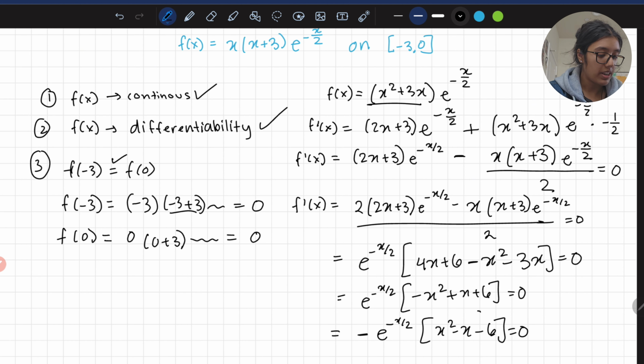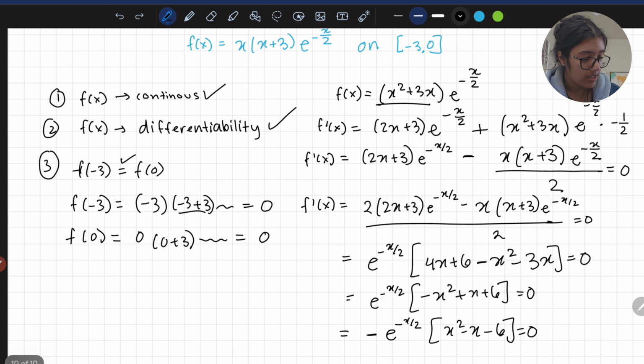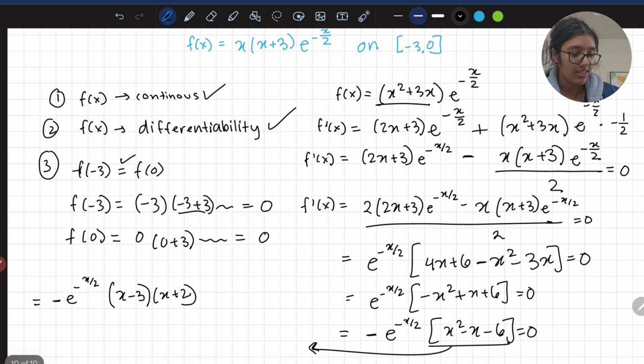This can either be 0 when this is 0 or this is 0. But one thing to note, that this can never be 0 because we know that e to the power of anything is never going to be equal to 0. If we have e to the power of 0, that's going to be equal to 1. e to the power of anything is never going to be 0. So in this case, we can also simplify this further. We could say that this is equal to minus e to the power minus x over 2 times x minus 3, x plus 2. At this point, it's just basic algebra. We already did the calculus above over here. Equal to 0. Therefore, x is equal to negative 2 and 3.